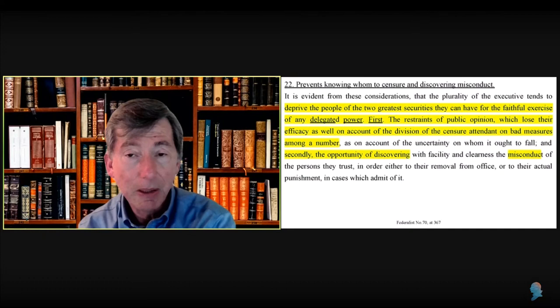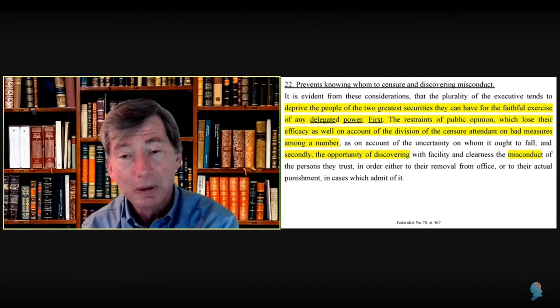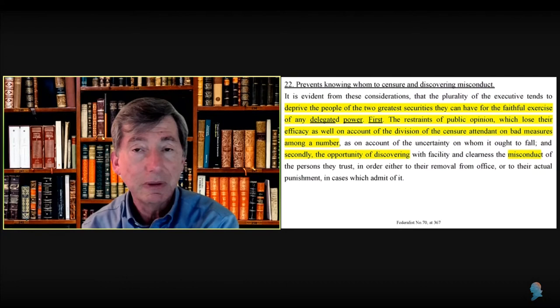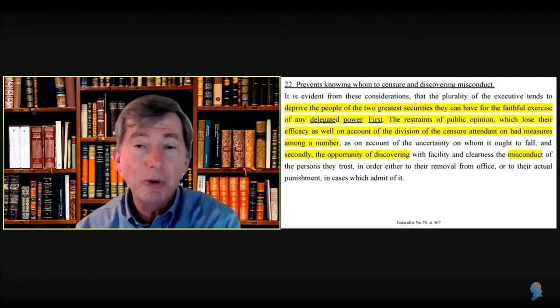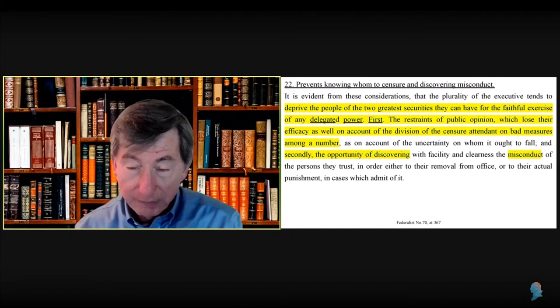How do you find out what more than one person executing power does? See, oftentimes members of Congress will say, we can't do anything. The executive branch is doing this. But wait a minute, you did it and you gave it to the bureaucracy to do it so you could avoid accountability, and they're not accountable because they're not elected.